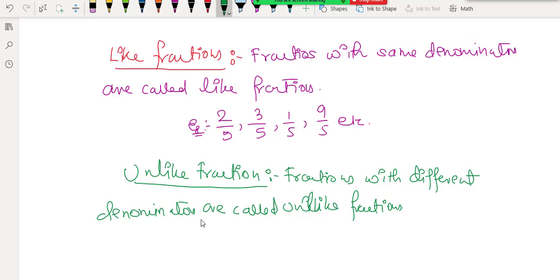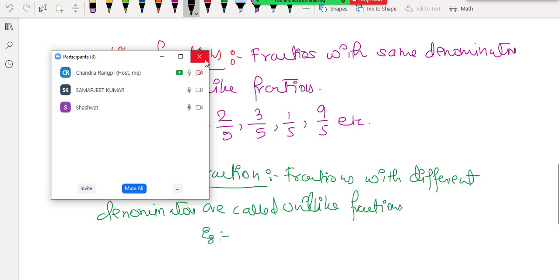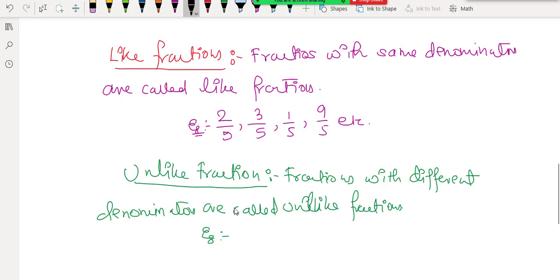Okay, it's time for examples now. What will be the examples of unlike fractions? Yes, someone say. So 1 by 2, 6 by 3, 3 by 9, 1 by 5. Yeah, that's enough.